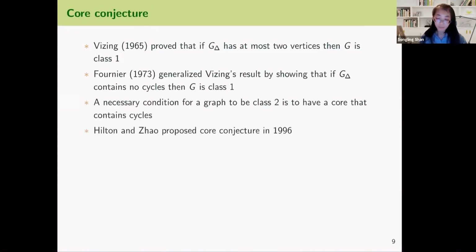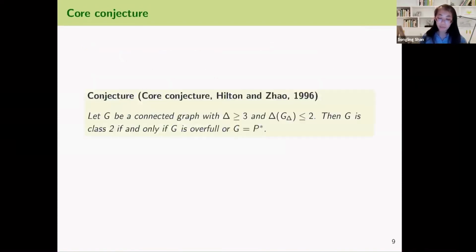Then Hilton and Zhao proposed the core conjecture. It says that if we take a connected graph with maximum degree at least 3, and the maximum degree of the core is at most 2, then G is class 2 if and only if G is overfull, or G equals P star. Here P star is the Petersen graph with one vertex deleted, if you recall.